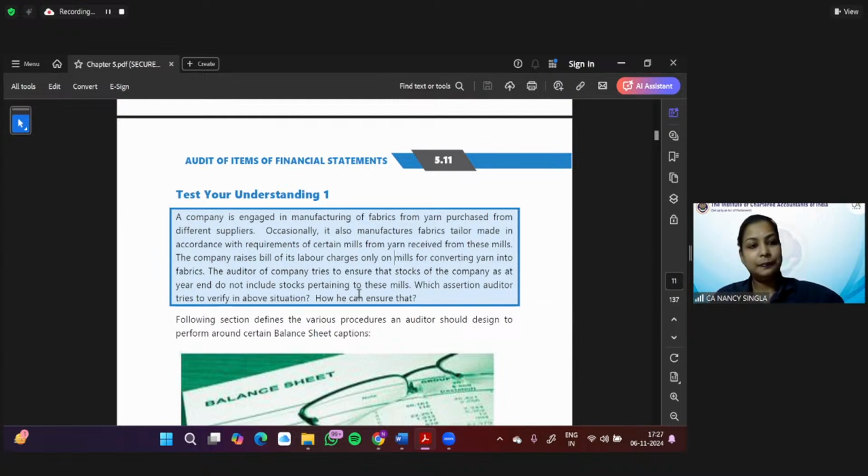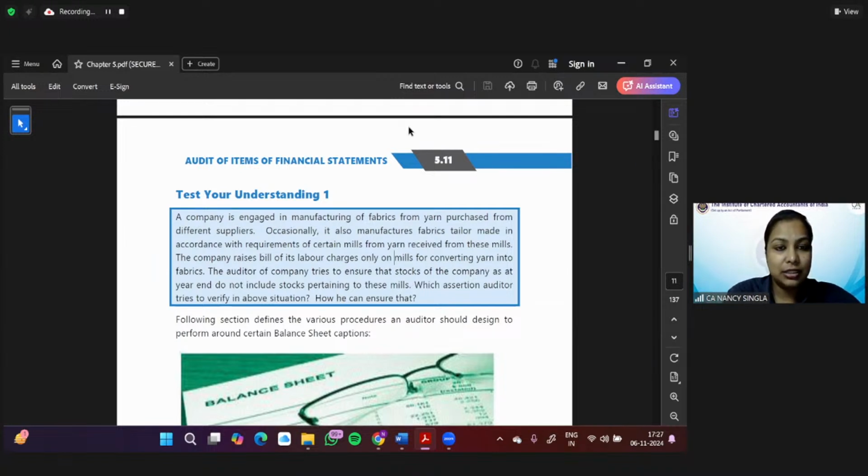So it basically says that the auditor of the company tries to ensure that, now read with me, the stocks of the company as at the year end do not include stocks pertaining to these mills, like the stock that has been received for job work purpose. So whether the company is having the right, so rights and obligation assertion, and how he can ensure that, see, stock records or the agreement with the mill, so auditor can go through all those documents.